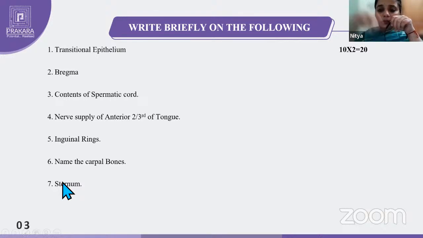Then sternum. If sternum is asked here, you can draw a diagram depicting the sternum having 3 parts: manubrium sterni, body of the sternum, and the xiphoid process. And then you can mention manubrium sterni. It is a butterfly-shaped structure. What are the structures? How does it appear? What joints is it forming? It is forming the sternoclavicular joint, so you can mention that. It has a jugular notch, or the sternal notch, right?